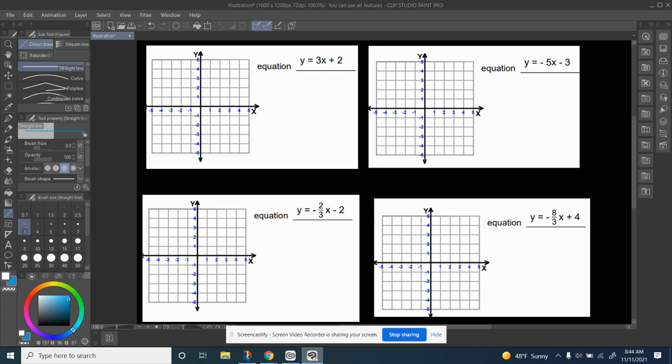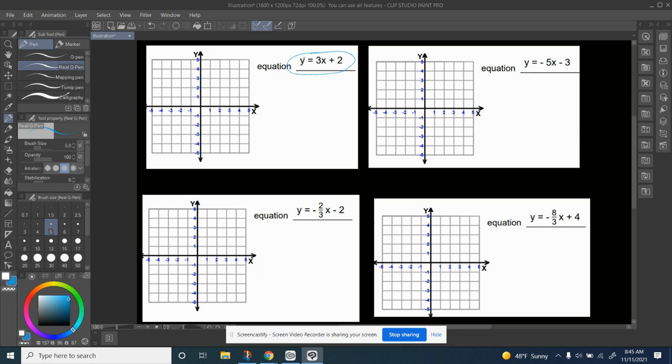All right, so we're going to take a peek at how we can graph linear equations when we are given an equation that is in slope-intercept form. So let's start by looking at what slope-intercept form is. And in the upper left-hand corner here, this first graph, we have this equation given to us. And it says that y is equal to 3x plus 2.